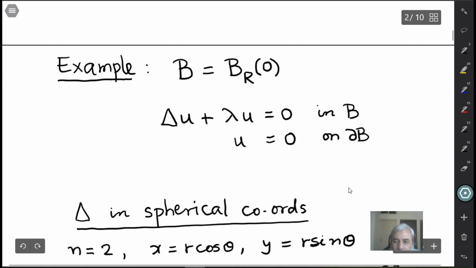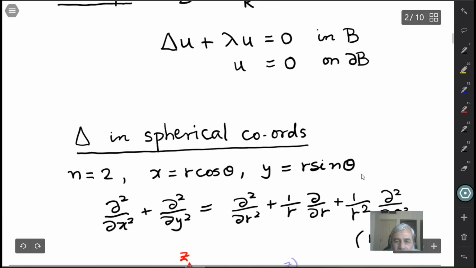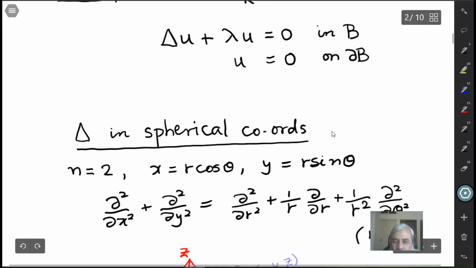Okay, so as a small digression, let me just explain what the Laplacian is in spherical coordinates. Okay, these are useful transformations. Some of you might already know this.